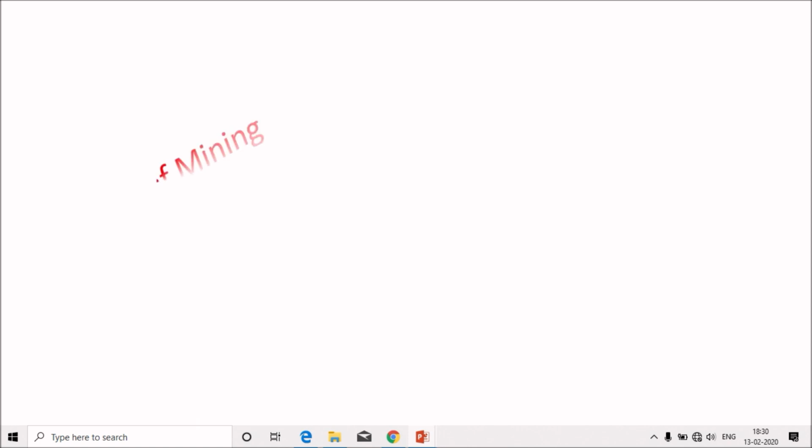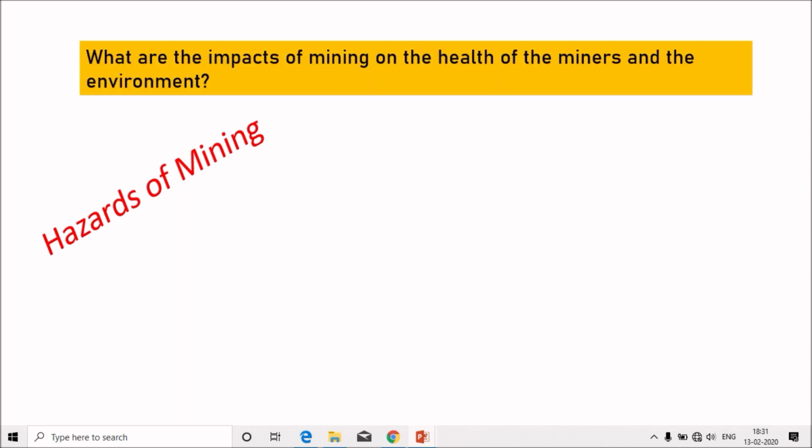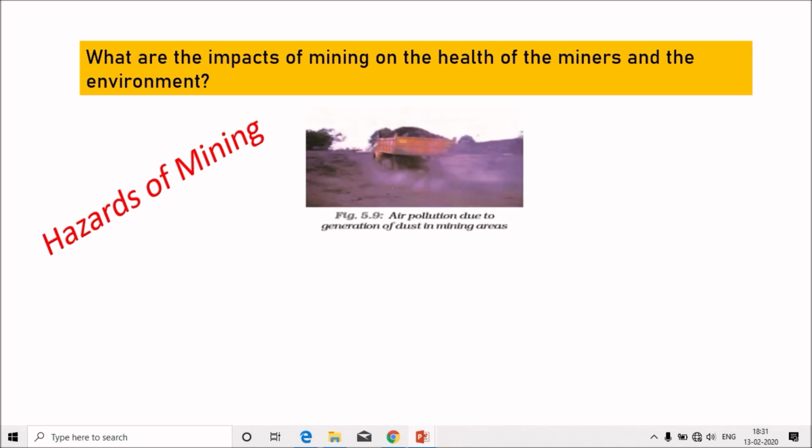In order to understand this better, let us look at the hazards of mining. What are the hazards of mining? What are the impacts of mining on the health of the miners and the environment? Let us now look at the impacts of mining on the health of a miner who works in a mine and also on the environment.